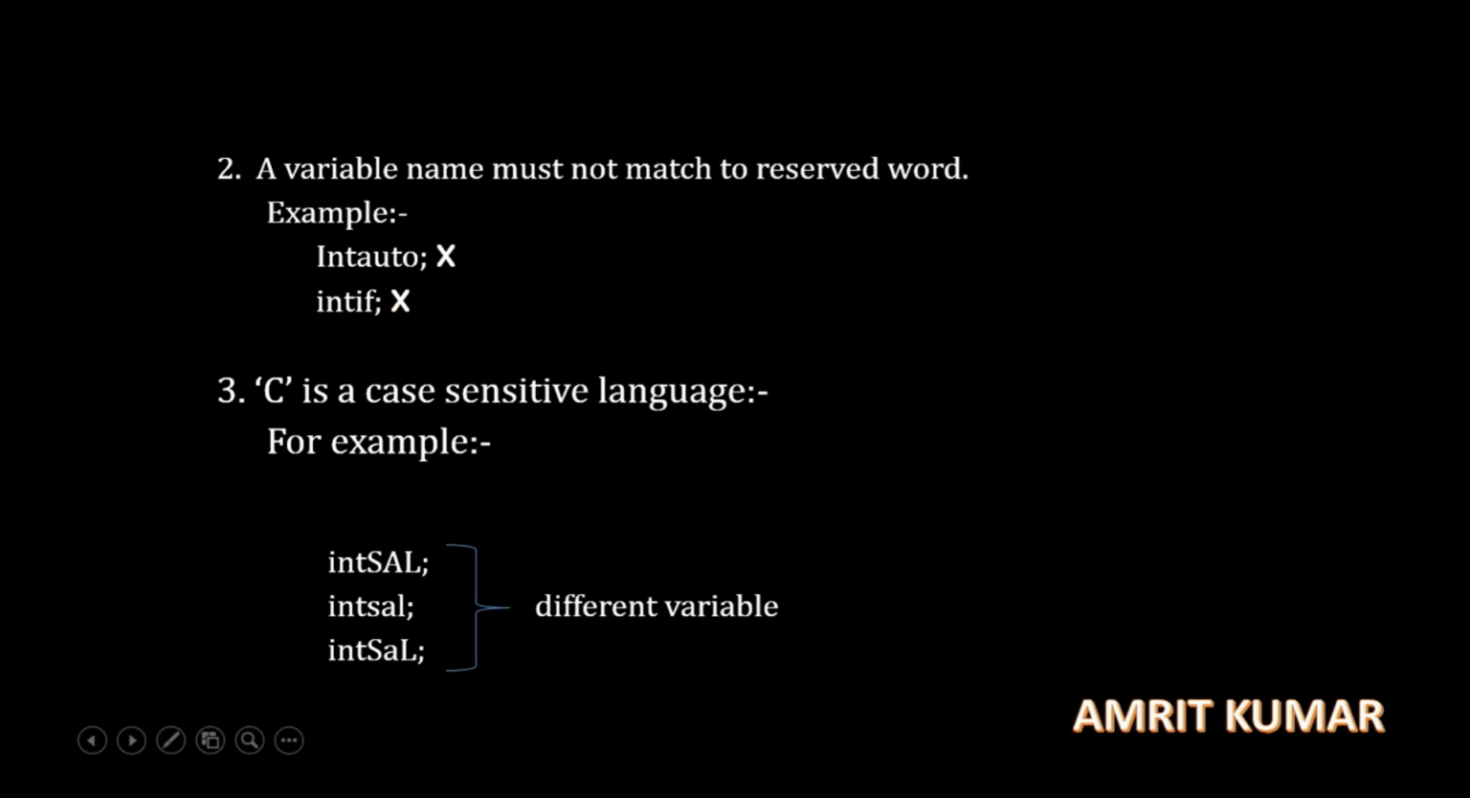Now our third and most important rule: C is a case sensitive language. How? C is a case sensitive language.